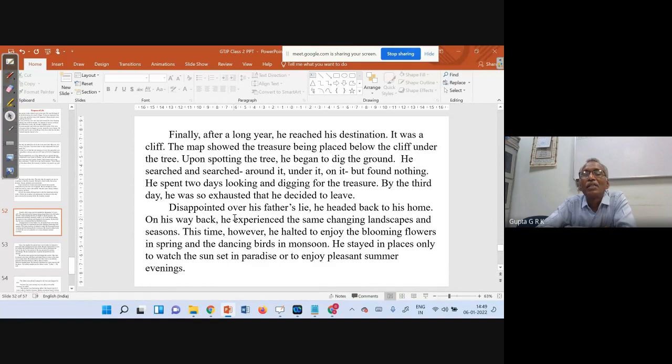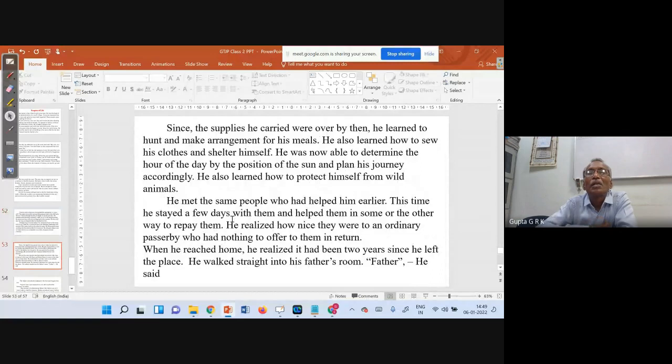On his way back, he experienced the same changing landscapes and seasons. This time, however, he halted to enjoy the blooming flowers in spring and the dancing birds in monsoon. He stayed in places only to watch the sunset in paradise or to enjoy pleasant summer evenings. Since the supplies he carried were over by then, he learned to hunt and make arrangements for his meals. He also learned how to sew his clothes and shelter himself.